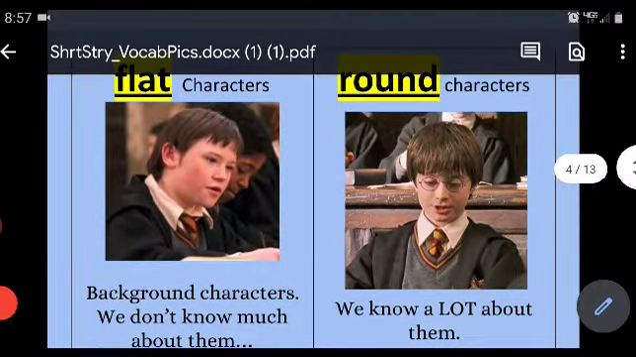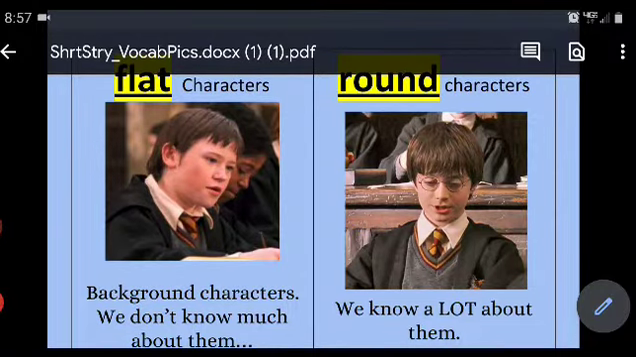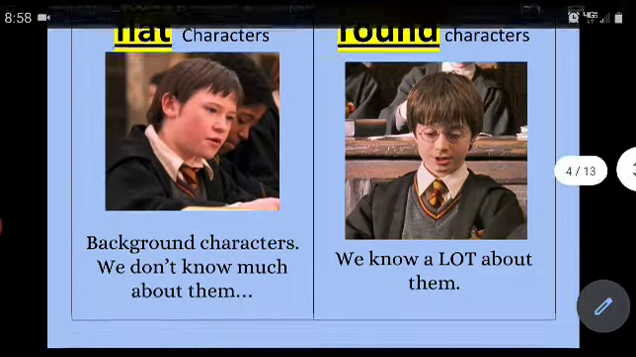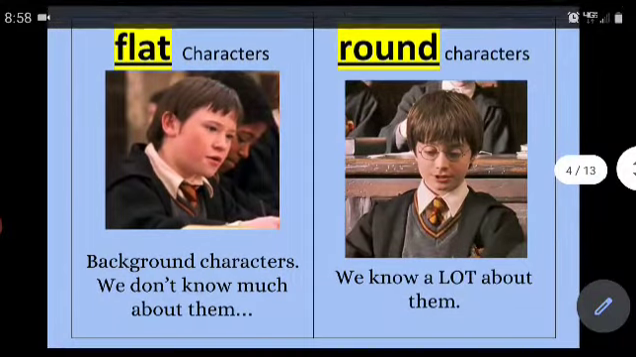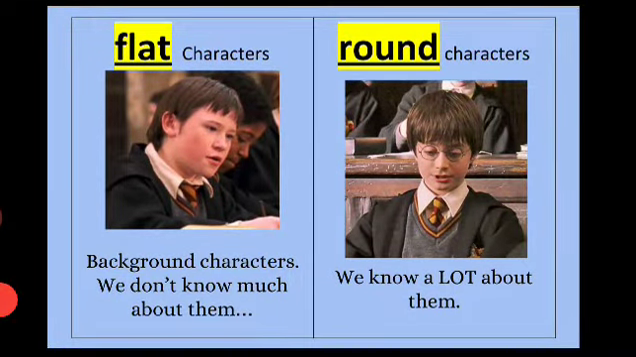So next we have flat characters and round characters. Flat and round deal with how much we know about the characters. A flat character is more of a background character. We don't know much about them. We usually tend to know one thing about them. They have their one job in the story, and that's what they're there for, as far as we're concerned.